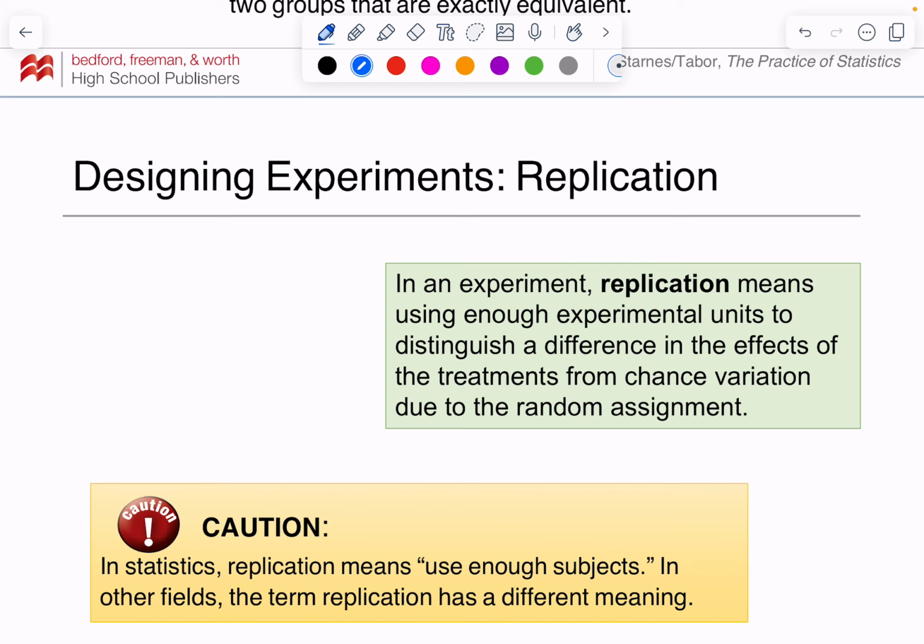All right. Here you have the next blank in your notes. Replication in stats in an experiment does not mean doing the experiment over and over again. That's what it sounds like. However, what it means is using enough experimental units to distinguish between the effects of the treatment and just chance. So instead of me doing the experiment 100 times, I'm just going to do it with 100 subjects. Does that make sense? I'm not going to do my experiment over and over again. I'm just going to make sure I have enough subjects in my experiment to validate my conclusions.